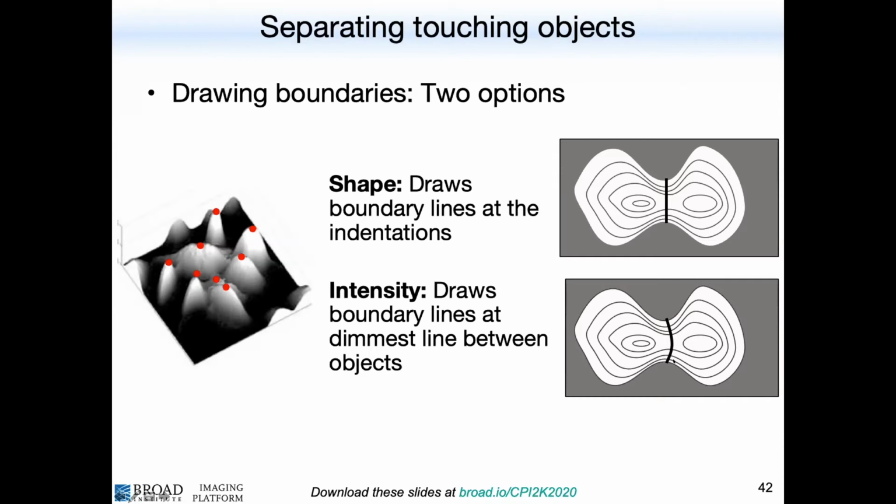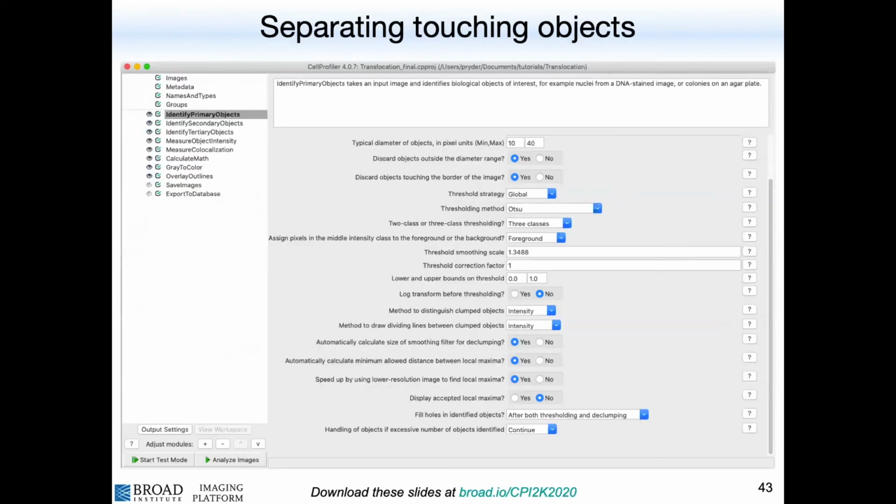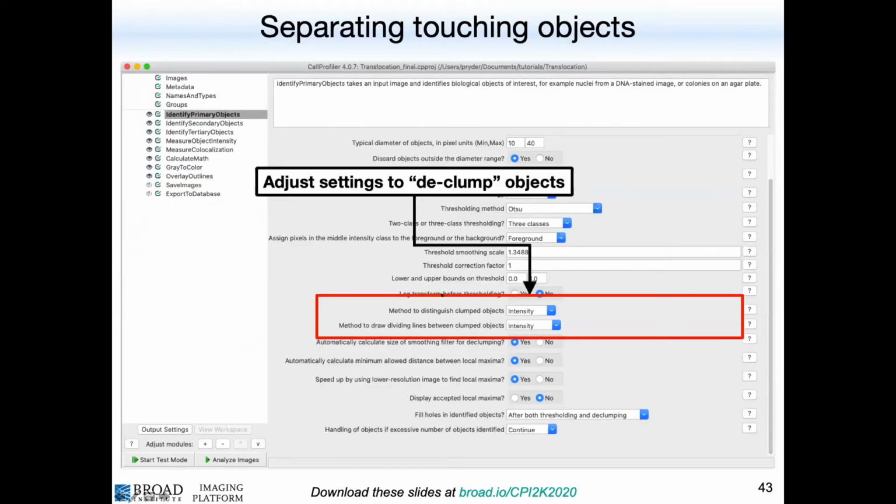You can use both for detection and for separating these two objects and putting the dividing lines, in a combination of shape and intensity. So for example, use intensity to find the center and then draw the dividing line based on the shape, or any other combination. You should always test both and see which one works better for your images. And these settings are here: the method to distinguish clumped objects and draw a dividing line.